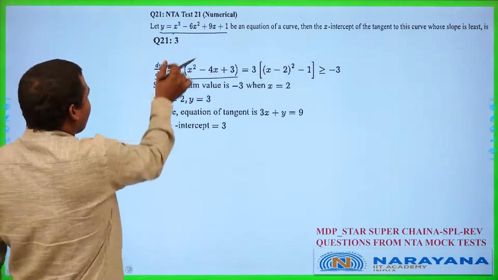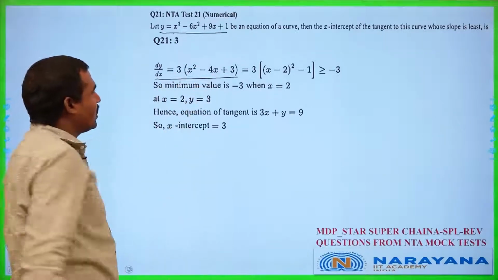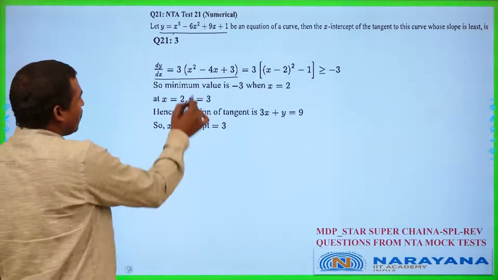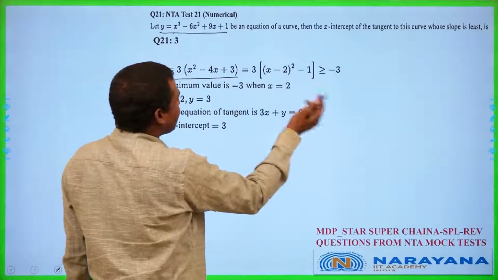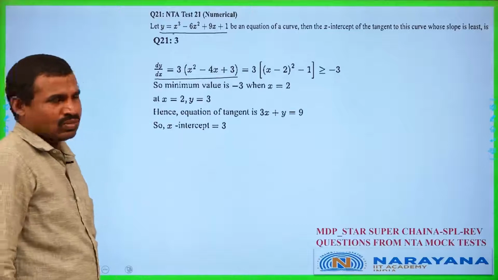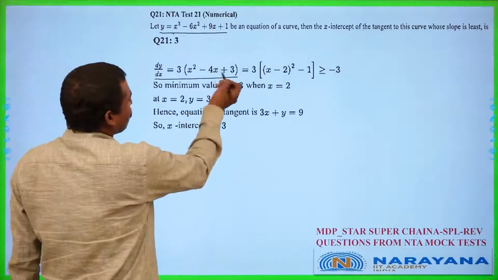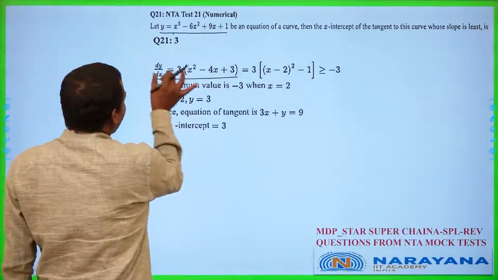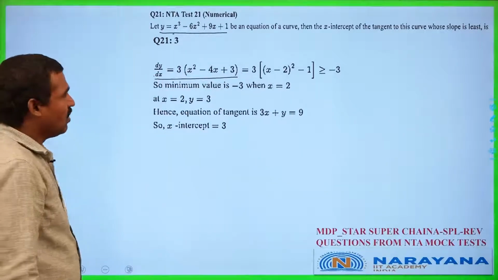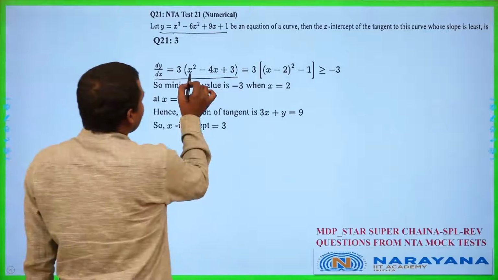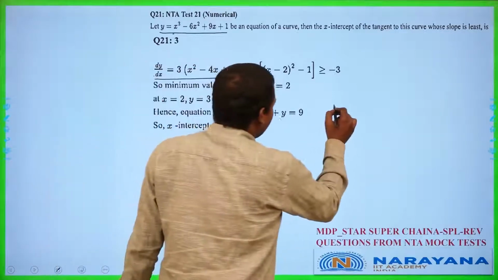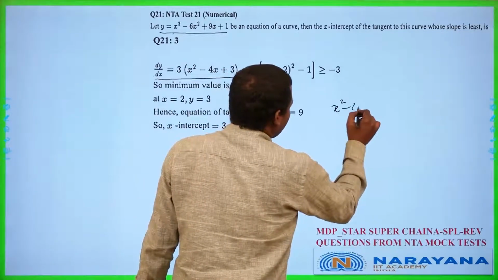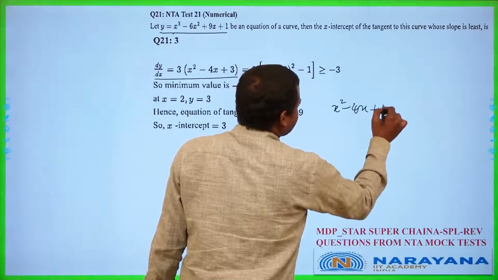So, 3 is the common factor. So, 3 into x square minus 4 x plus 3. So, the roots of x square minus 4 x plus 3 are x is equal to 1 and 2. X is equal to 1 and 2 are roots of this equation. Or if you find the minimum value of dy by dx, the minimum value of dy by dx is x square minus 4 x plus 3.